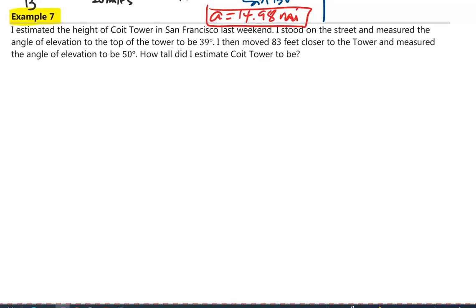I estimated the height of the Coit Tower in San Francisco. Last weekend, I stood on the street and measured the angle of elevation to the top of the tower to be 39 degrees. I then moved 83 feet closer to the tower and measured the angle of elevation to be 50 degrees. Now the question is, how tall did I estimate the Coit Tower to be?